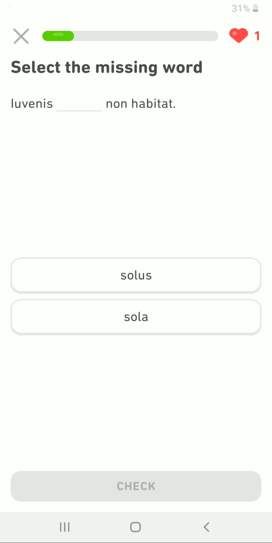Juvenis. Juvenis is a young man. This is masculine singular.